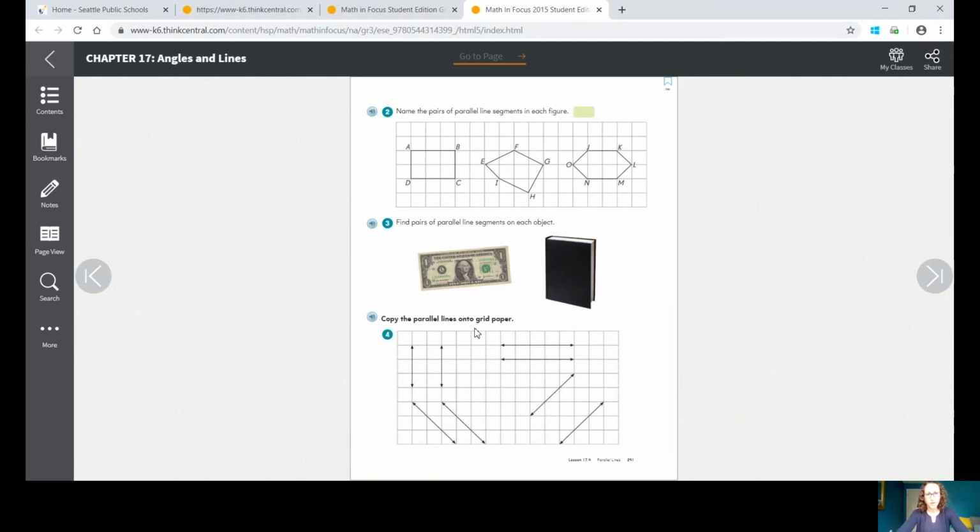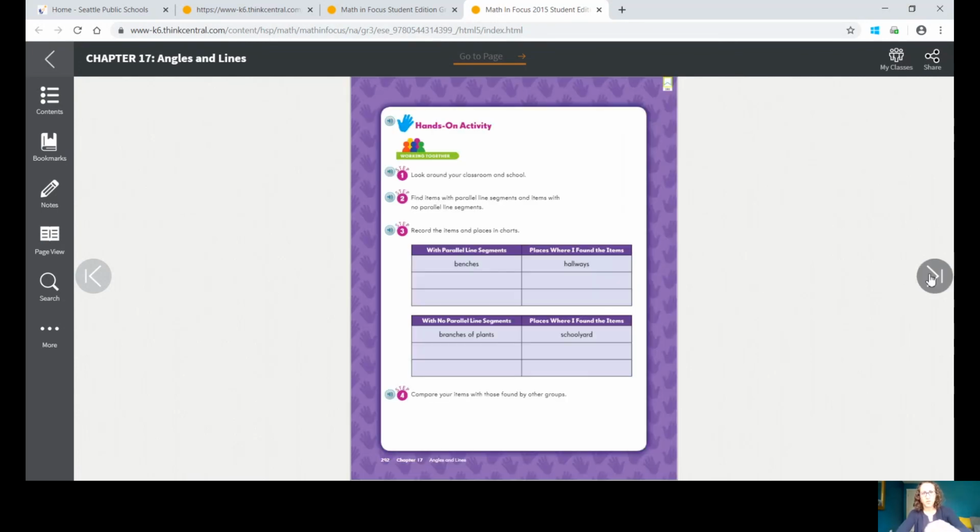Number 4 says copy the parallel lines onto grid paper. Well, we don't have grid paper, so we're not going to be able to do that. You could copy it on regular pieces of paper that have lines. That would work. This is a hands-on activity just like the one in the previous lesson, but instead of looking around your house for perpendicular lines, you're going to look around your house for parallel line segments and items without parallel line segments. You can write those down and then share those with a family member.